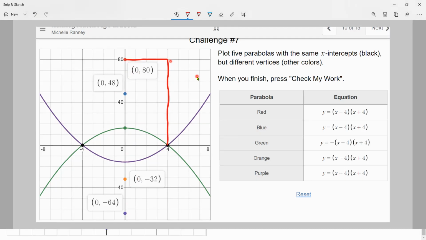Now, when I go out 4, I should have gone up 16, because 4 squared is 16. So if this was my vertex, I should have gone out 4, and 4 squared is 16, so I should have gone up 16. I didn't. I went down 80. So what am I multiplying A by to get a negative 80? Because that's where I really went. If I divide by 16, I end up with a negative 5. My A is going to be a negative 5.